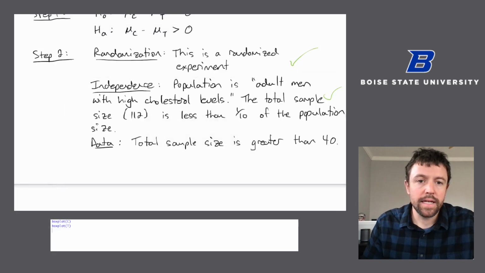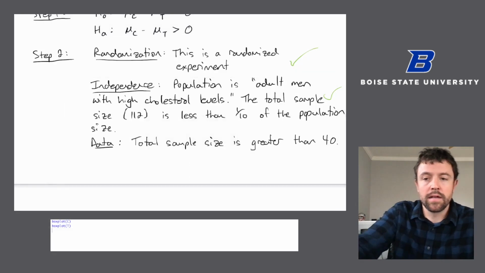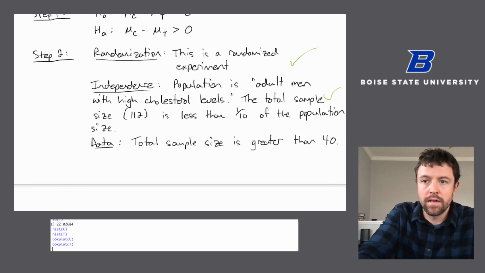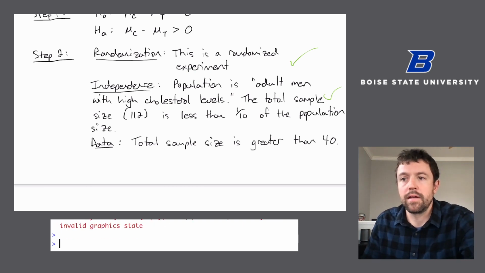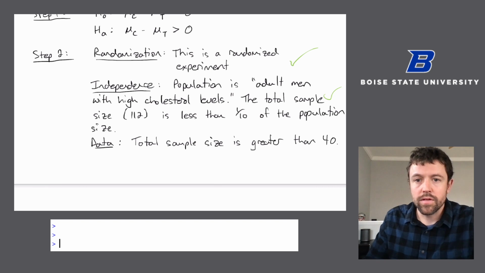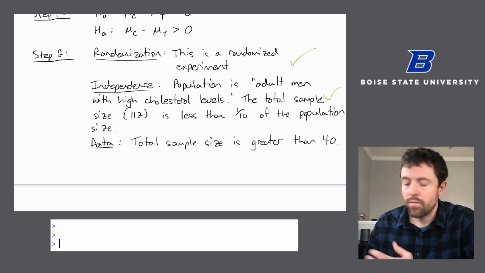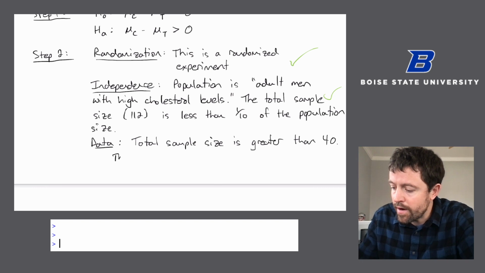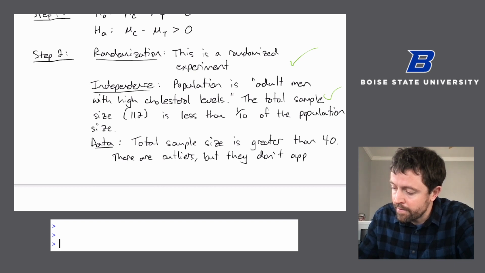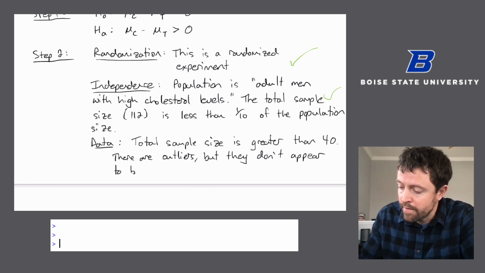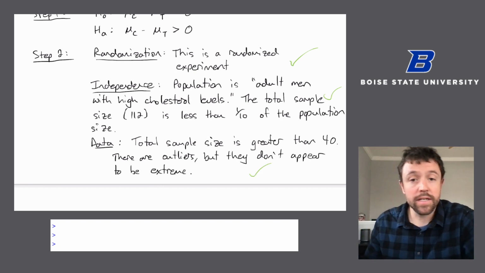All right, so let's flip back here, and I'm going to get rid of those annoying error messages. So our condition on data was just that there are no extreme outliers. So there are outliers, but they don't look extreme. And so I'll say this is satisfied. So all of our conditions are satisfied.